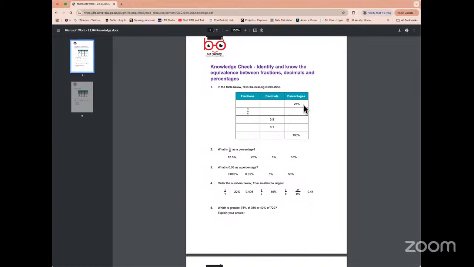If you had 25%, which is given, how do you convert it into decimal, and how do you convert it into fraction? So this is something that you would need to do in order for you to practice and obviously understand that this is something that you have understood.